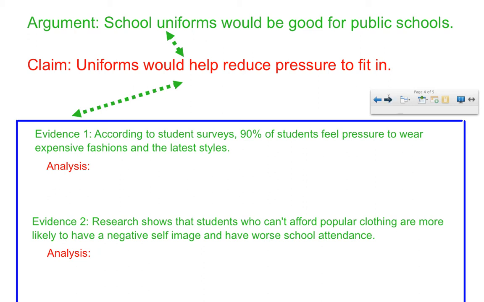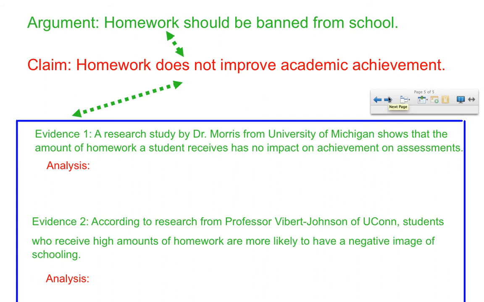Okay, one more to go. Here's our last one. Now, in this sample, homework should be banned from school, so there should be no homework. And the claim is that homework does not improve academic achievement. Here are two pieces of evidence. Provide analysis for these two pieces of evidence that back up the claim that homework does not improve academic achievement. Just make sure your analysis talks about academic achievement, because that's the claim. Pause and do that now.